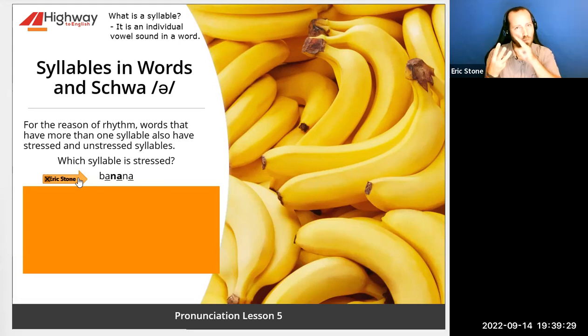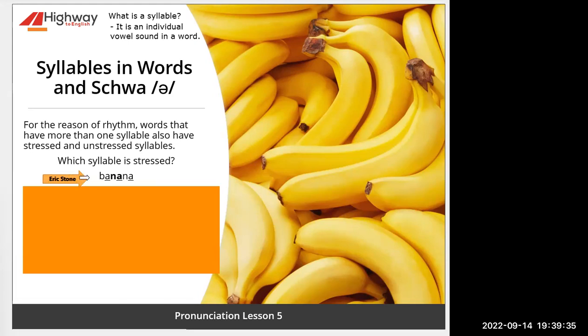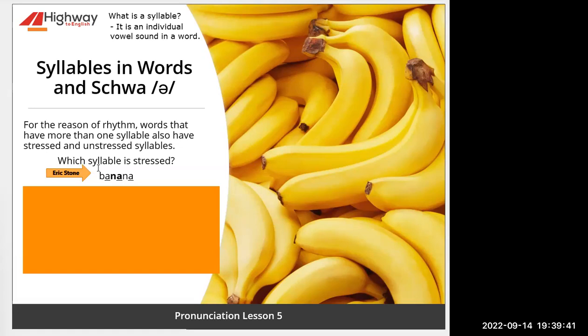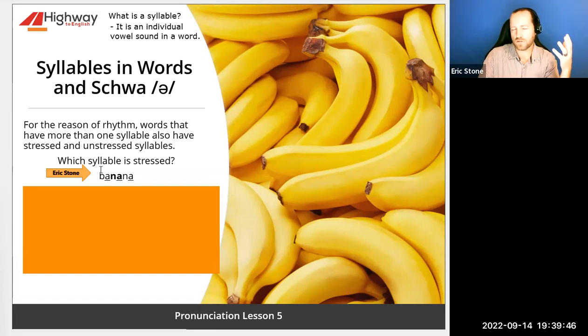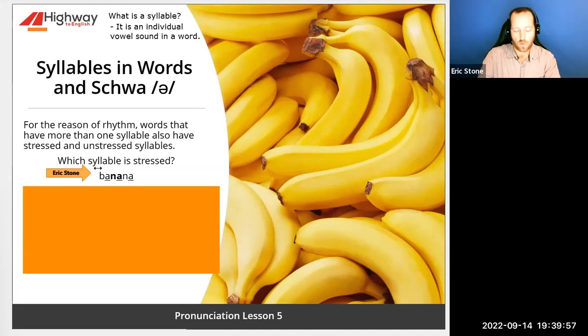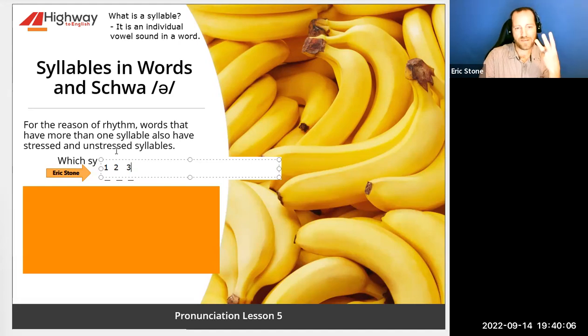And Zahur, which syllable is stressed? Of the 3, which one is stressed? A is a letter, dear. You're talking about writing. We need to talk about sounds. A is not a sound. Banana. Understand? So let me help you. Think about it this way. There's the first syllable, second syllable, and third syllable, right? 3 syllables. So which one is stressed, Zahur?